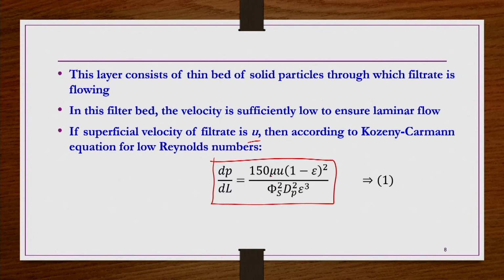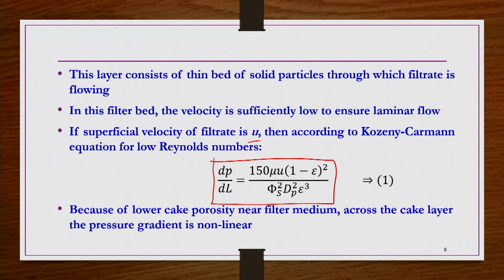Mu is the viscosity of the filtrate, u is the superficial velocity of filtrate, epsilon is the voidage of the cake, phi s is the shape factor of the particles forming the cake, and dP is the nominal diameter of the particles forming the cake. Epsilon is the voidage of the cake that we have already seen. This equation we can modify. Because of lower cake porosity near the filter medium across the cake layer, the pressure gradient is nonlinear.